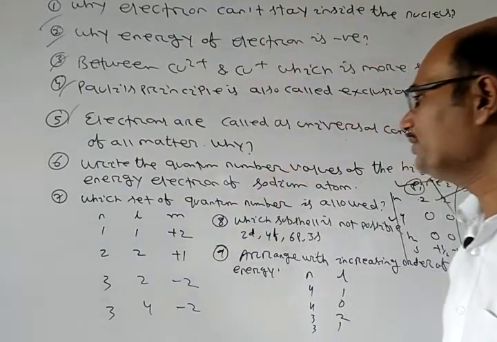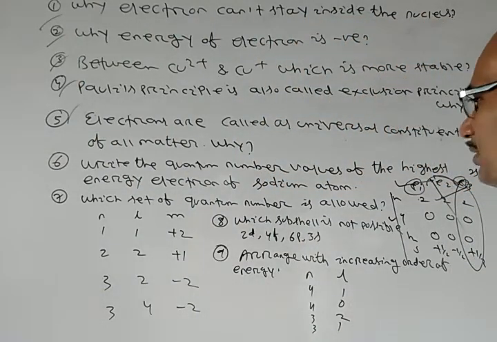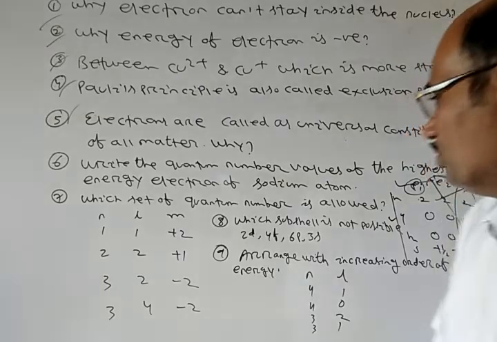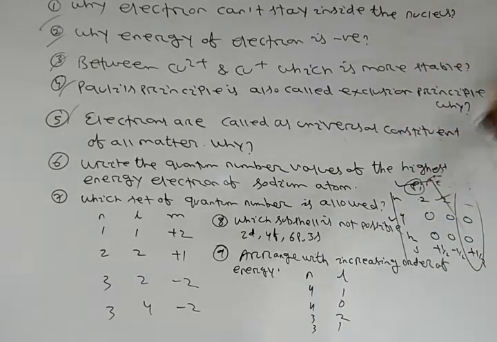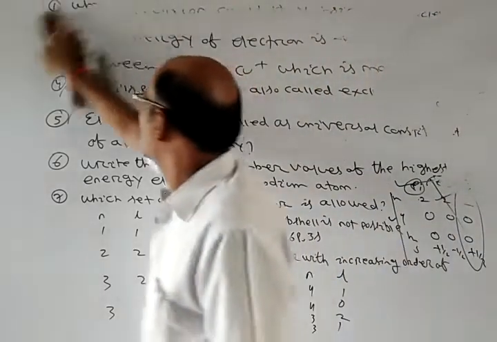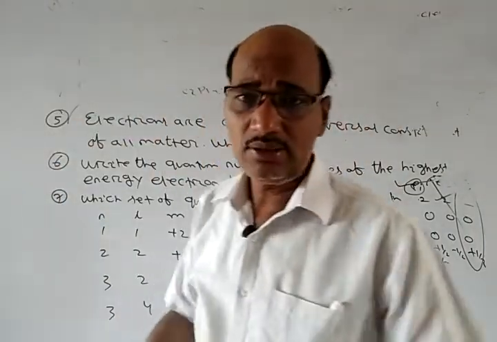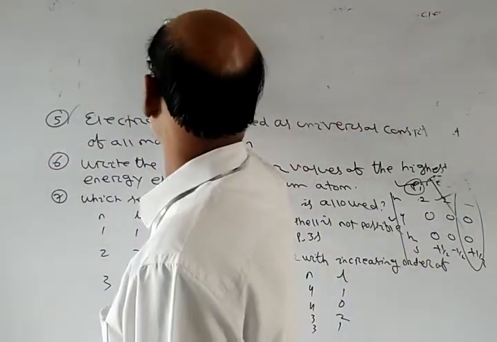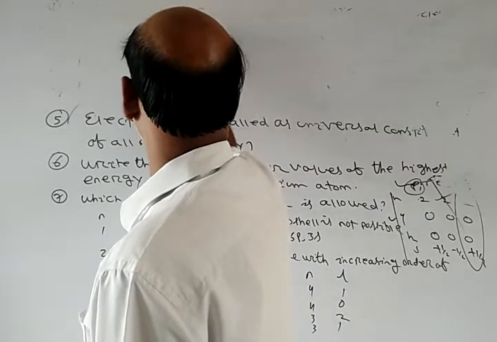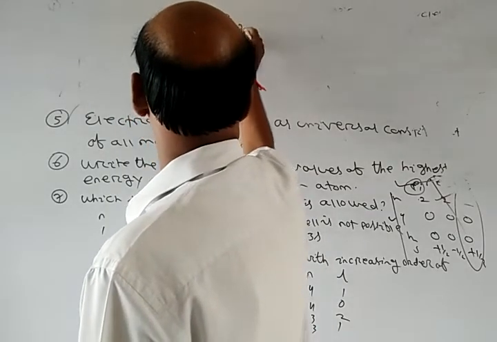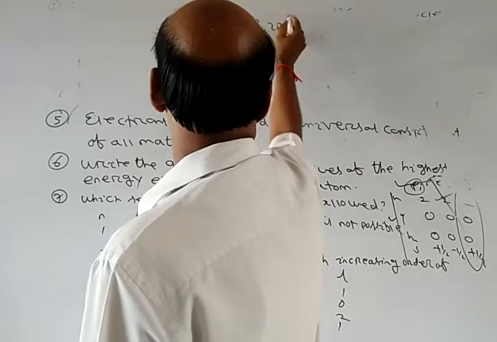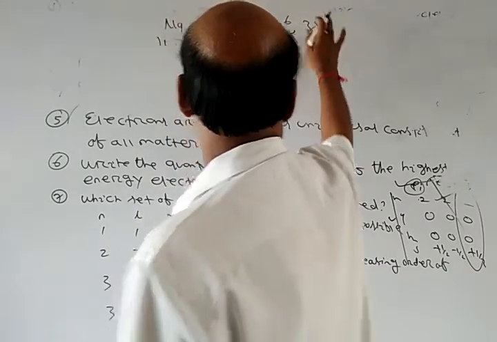Now write the quantum number values of the highest energy electron of the sodium atom. If I take the sodium atom, Na11, what do you know? 1s2, 2s2, 2p6, 3s1.